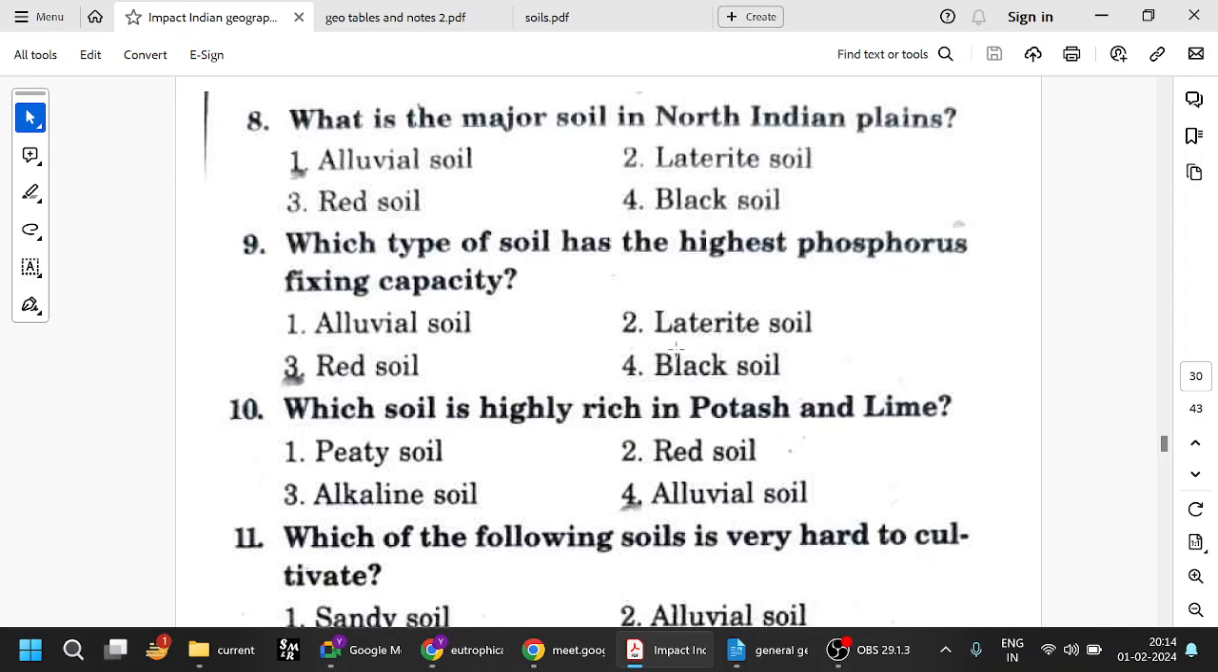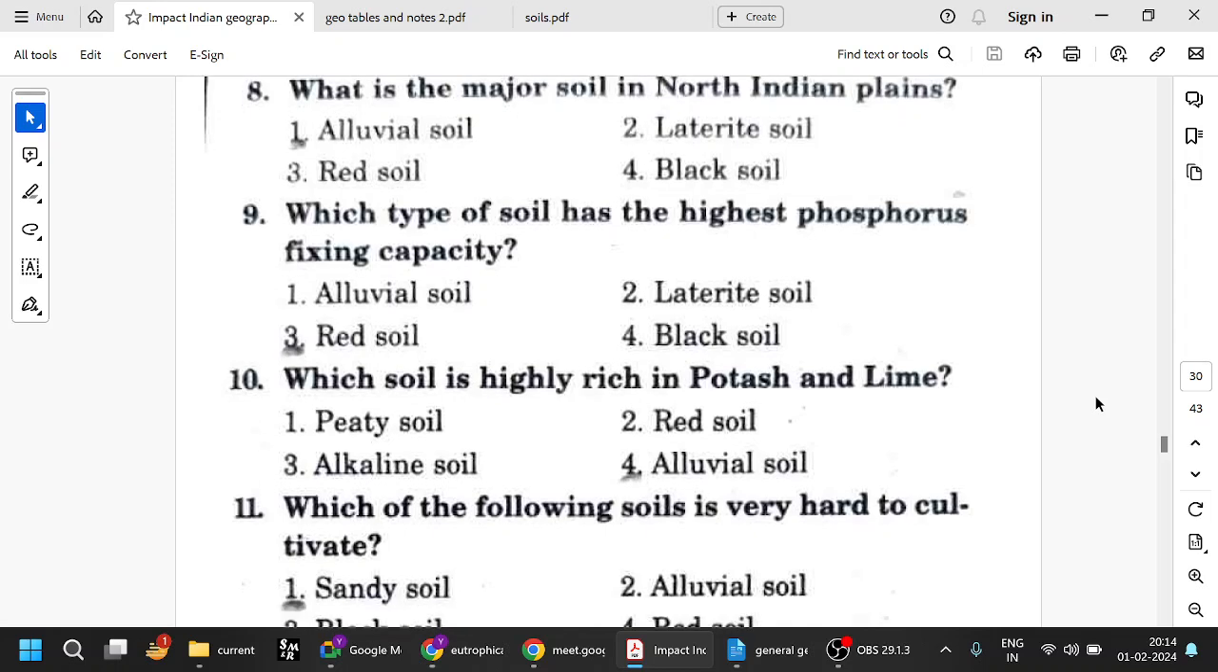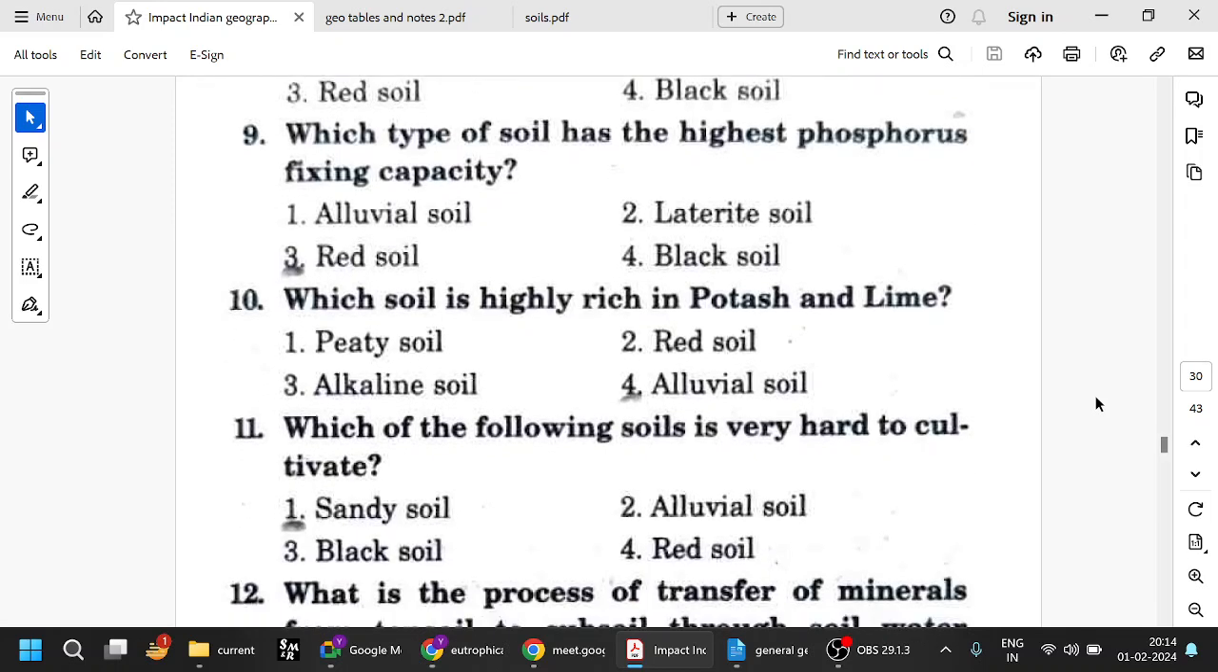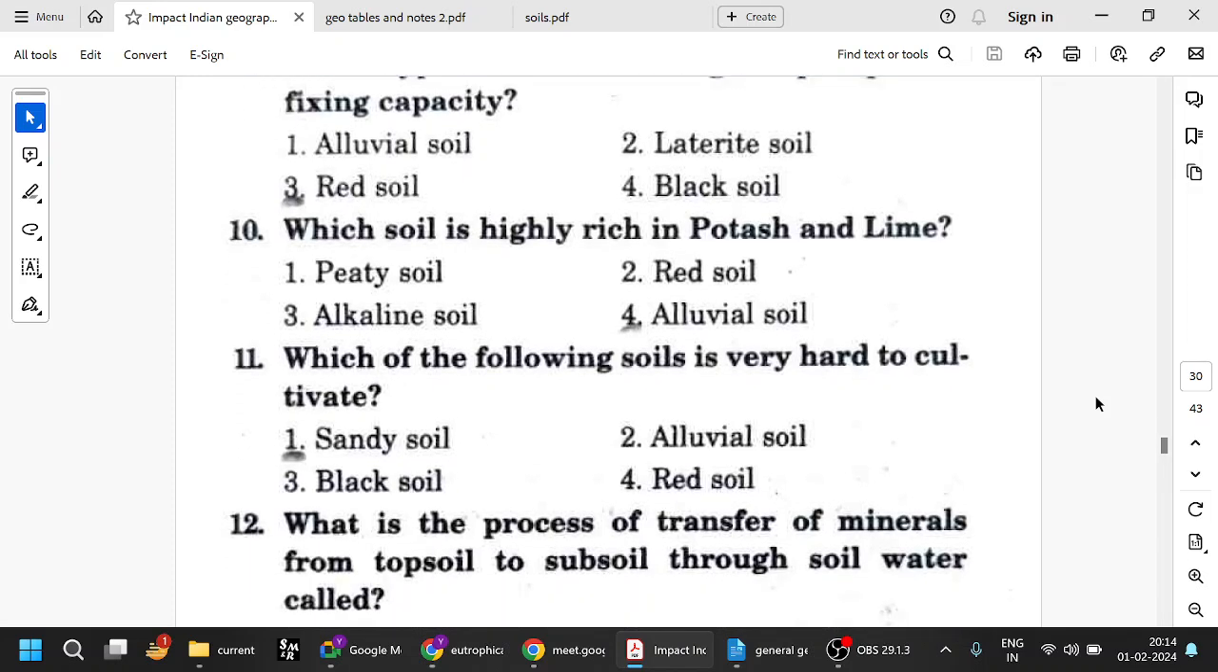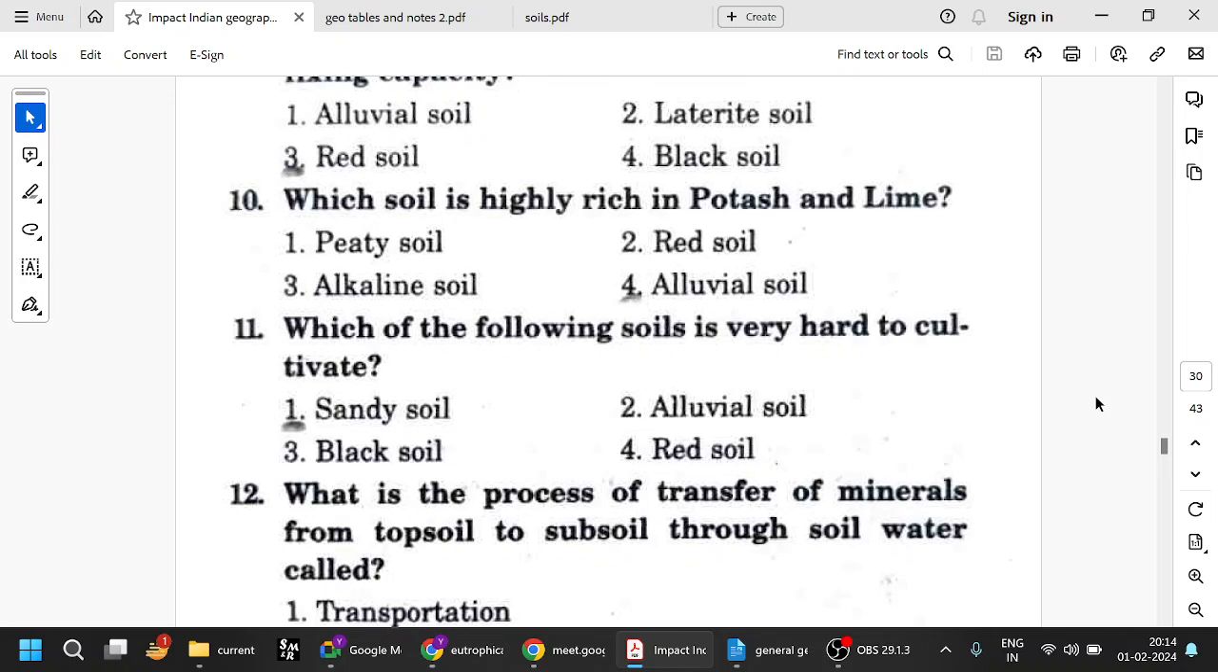Black soils are very rich in aluminum and iron. Because of the iron content, you also get that black color. Okay, and also alluvial soils are rich in... We have seen all that. Let us repeat that PDF later on, but for the time being, remember these things. Red soils have the highest phosphorus fixing capacity. Alluvial soils are rich in potash and lime.